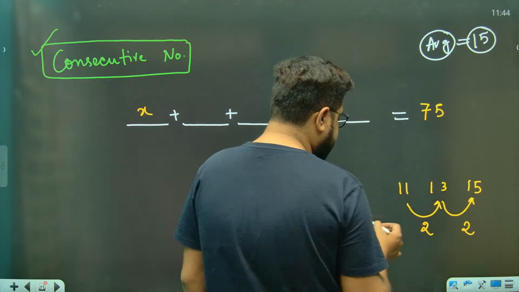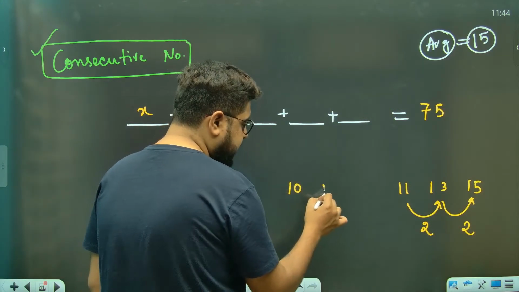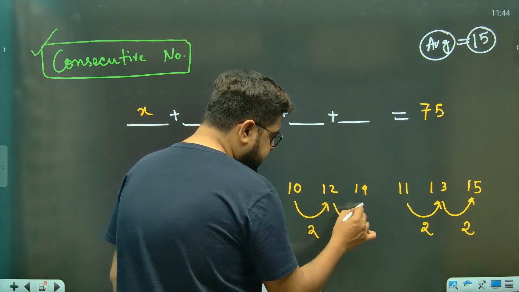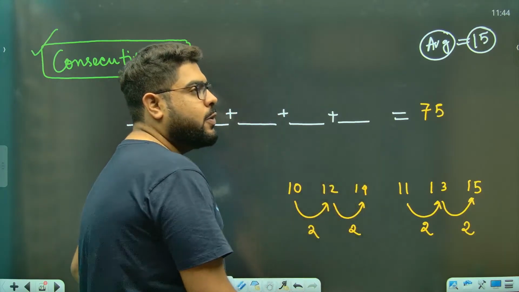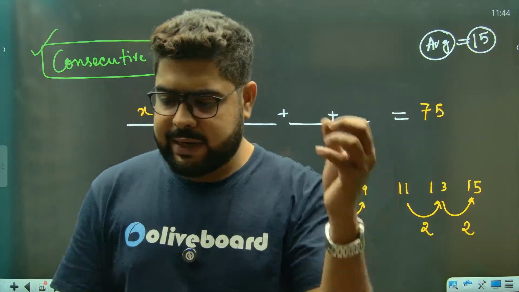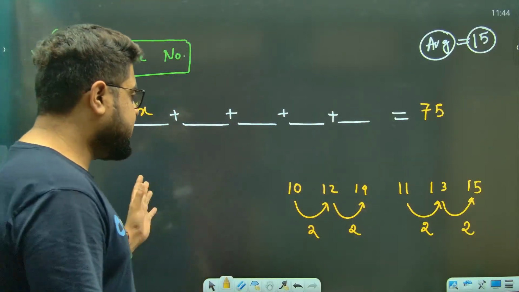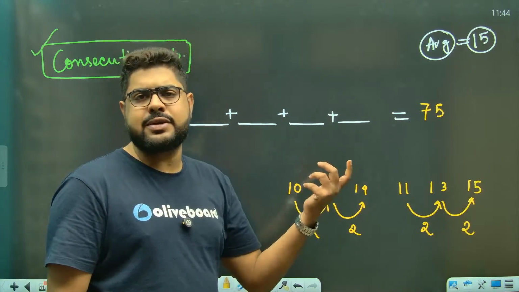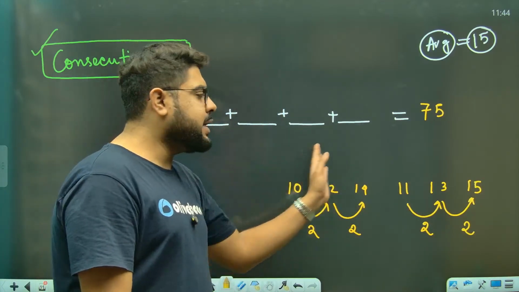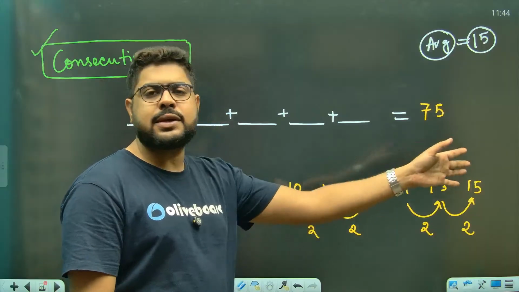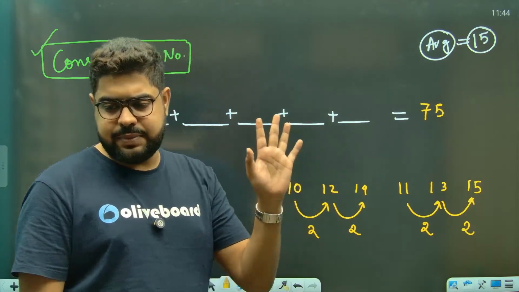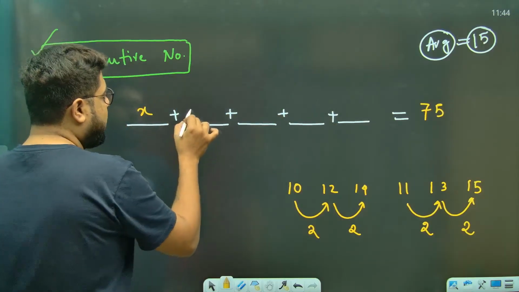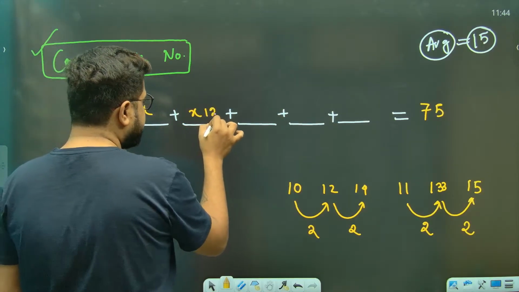Even if I write the even numbers, 10, 12, 14, they are also increasing by 2. Remember, whether it is consecutive odd or consecutive even, the difference is always 2. If we're talking about only consecutive numbers, the difference is 1, so it will increase 1 by 1: 10, 11, 12, 13, very simple. But if I'm taking consecutive odd numbers, this will be x plus 2.